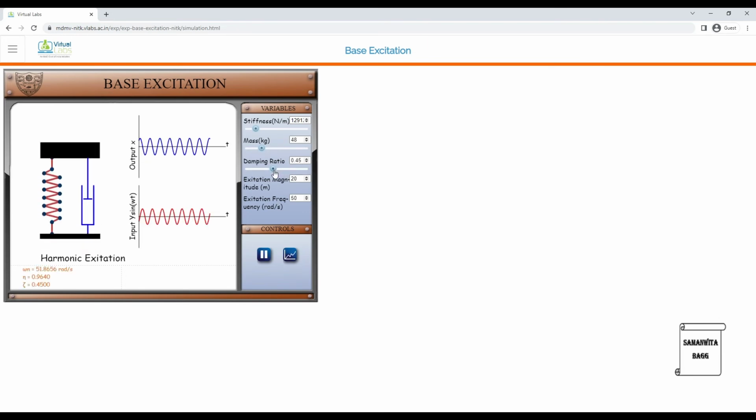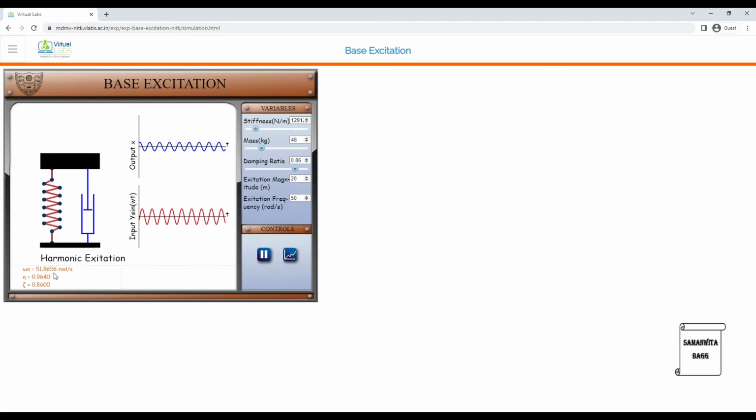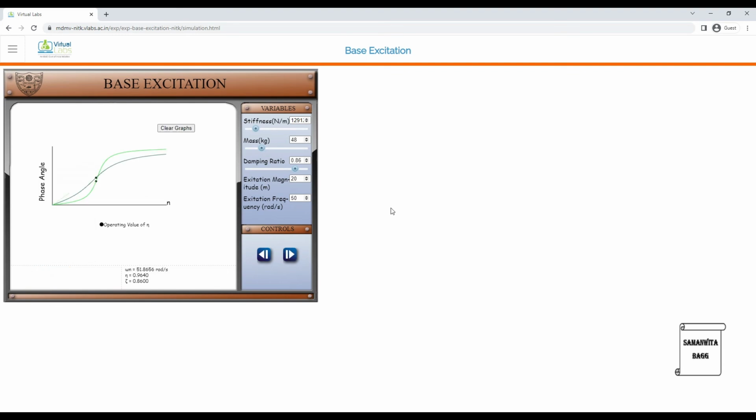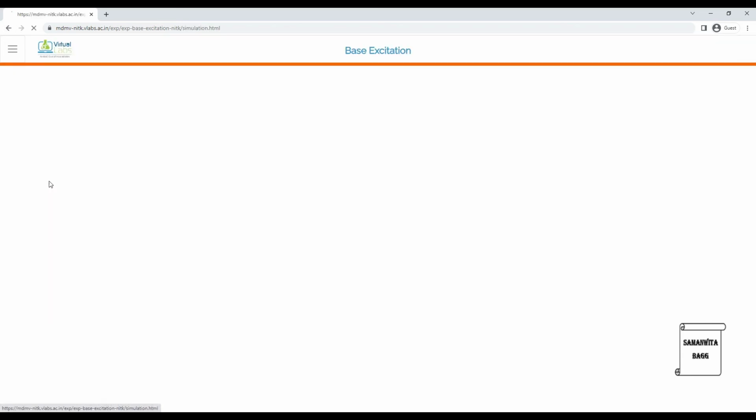Okay, the last reading we will take for damping ratio more than 0.707. You can see here zeta is 0.86, eta is calculated and omega n is still the same because we have not changed the stiffness and the mass value. We'll go to the graph. This is the first graph obtained and this is the second graph of transmissibility versus frequency ratio. Okay, so this is the simulation tab.